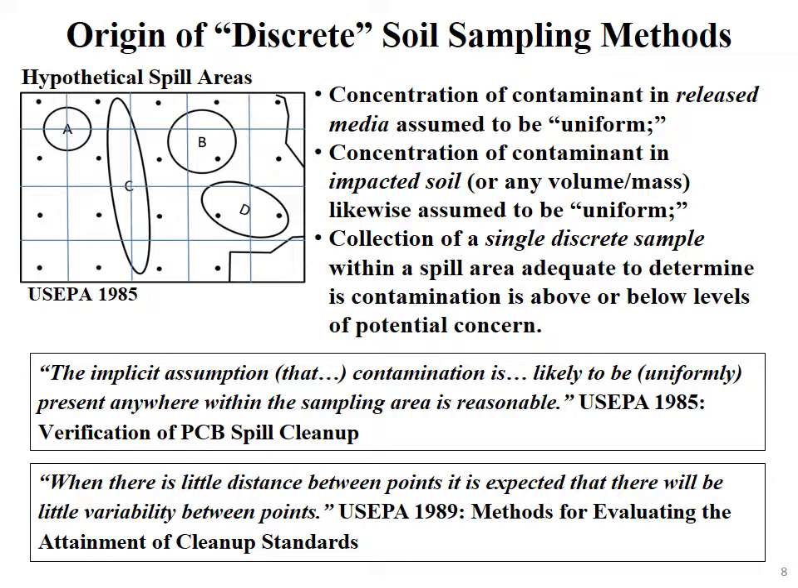So, two important quotes from early EPA guidance. "Keep in mind the implicit assumption that contamination is likely to be uniformly present anywhere within the sampling area is reasonable." So anywhere within a spill area, you're going to find a similar concentration of contaminants in soil, no matter what mass you test or where you collect it from. And from 1989, Methods for Evaluating the Attainment of Cleanup Standards: "When there is little distance between points, it is expected that there will be little variability between points."